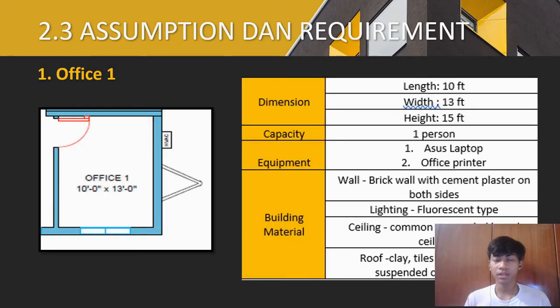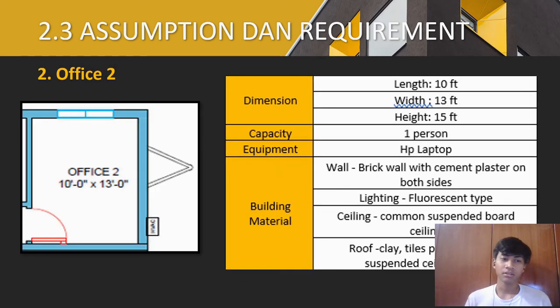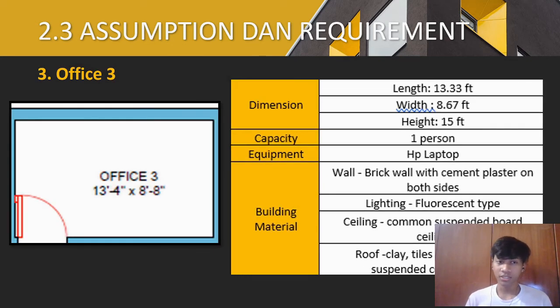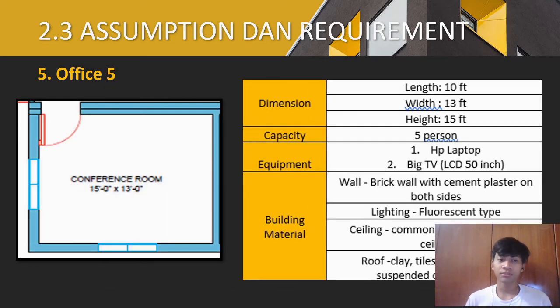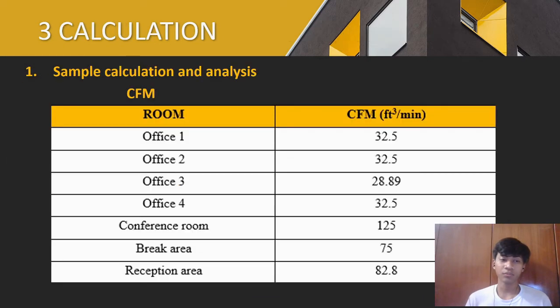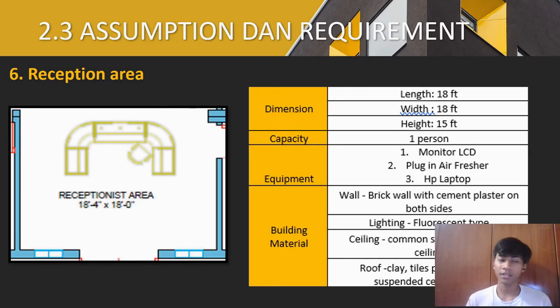The next one, after I create the calculation, I make an assumption to design a requirement. In this slide, I already state for each room the dimension, capacity, equipment, and building material. This is for office 1, as you can see in this slide. This is for office 2, this is for office 3, this is for office 4, this is for the conference room, this is for the reception area, and the last one is the break area.